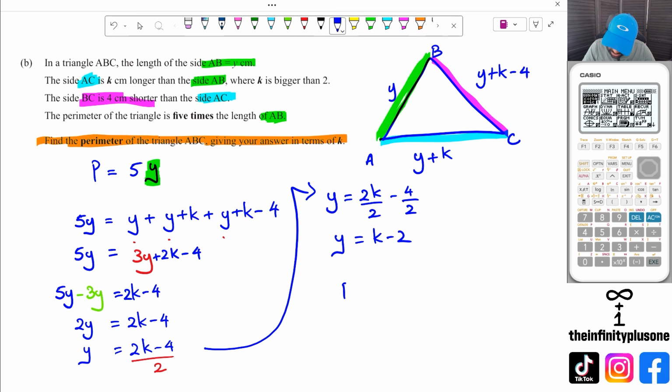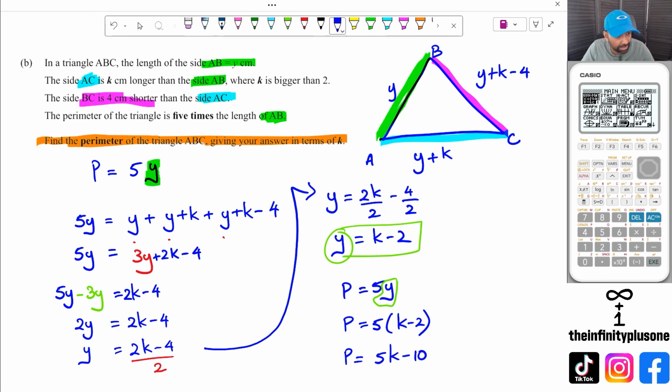Now, I have it in terms of y because perimeter is equal to 5y. But because they want it in k, I can just substitute the y from here, which is already equal to k minus 2. So I can write that as 5 times k minus 2. And you can leave your answer like that, or you can expand it, and you're going to end up with 5k minus 10. Now, grades wise, I think if you get to this stage here, you actually get an achieved. And then a merit is up to here.